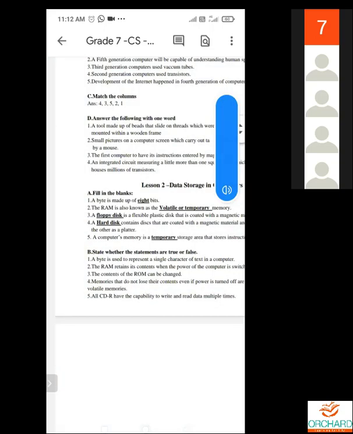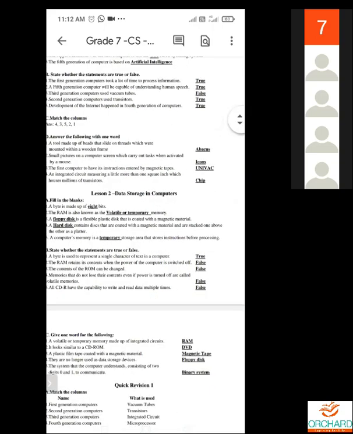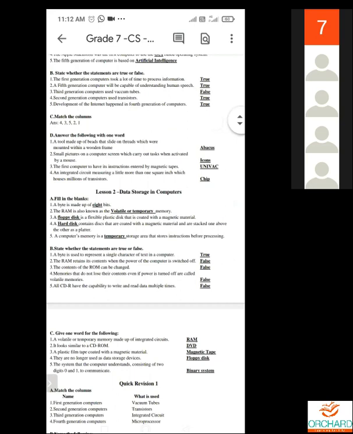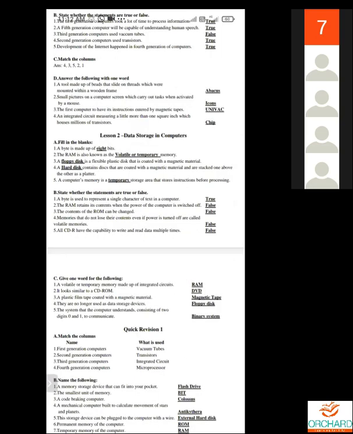So now we are going to see the book back exercises of our second lesson. It is in your book, page number 19. Okay. First one, fill in the blanks.